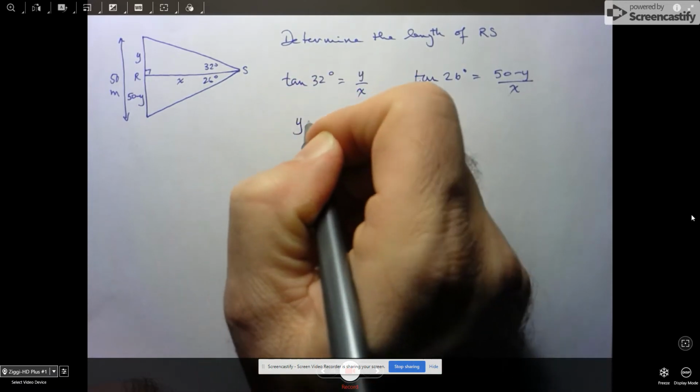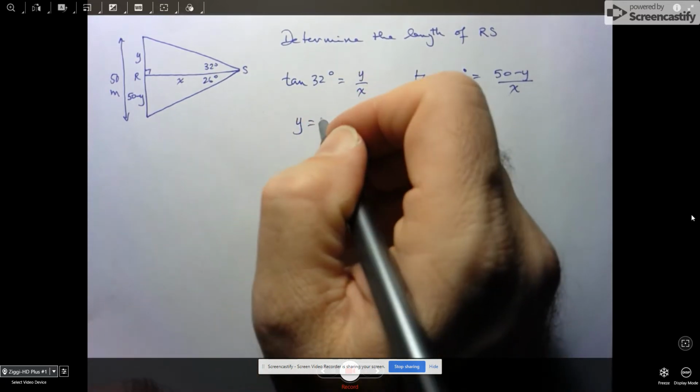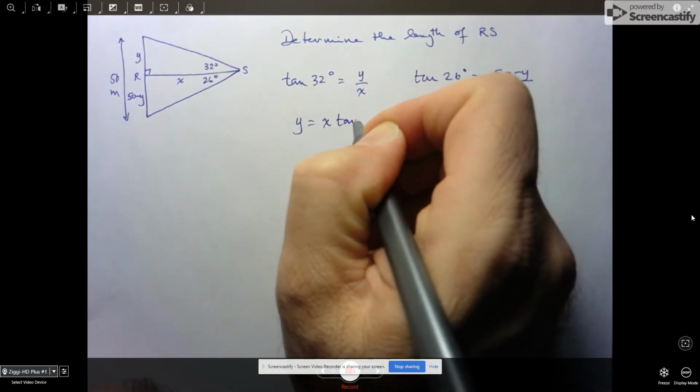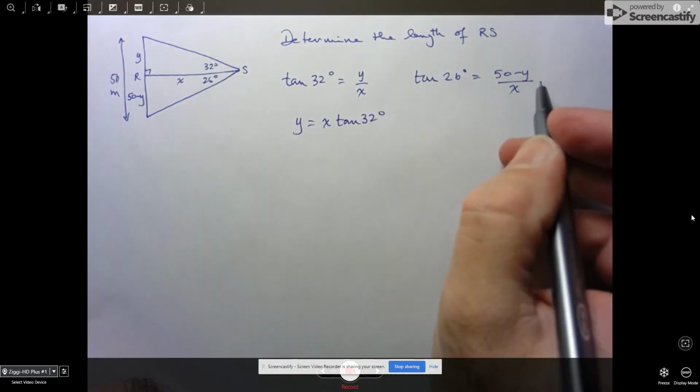So here I can write y equals, and I'll just multiply x to both sides to get out of the denominator. So I'm going to have x tan 32. And I'm going to do the same thing here, multiply x to both sides.